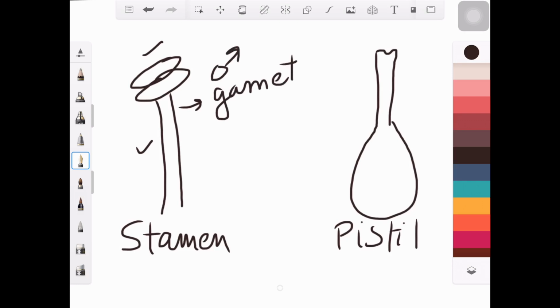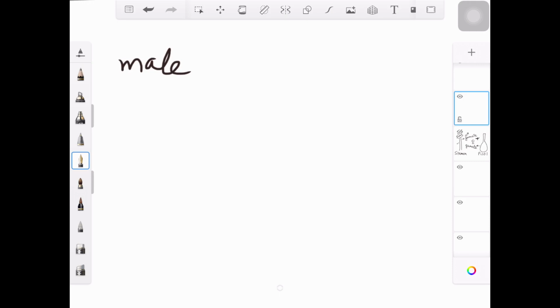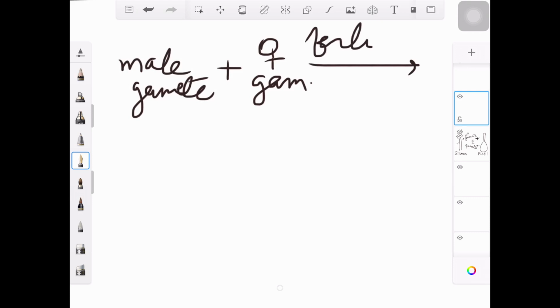Because if you talk of fertilization, if you talk of reproduction, this will produce the male gamete. And this somehow will produce a female gamete. The two will fuse or join together. The process is called fertilization. The male gamete joins with the female gamete. The process is called fertilization.